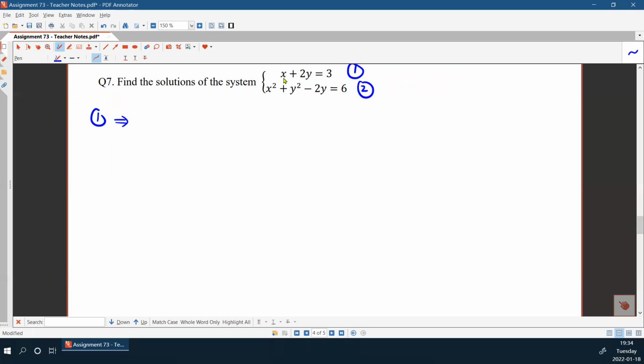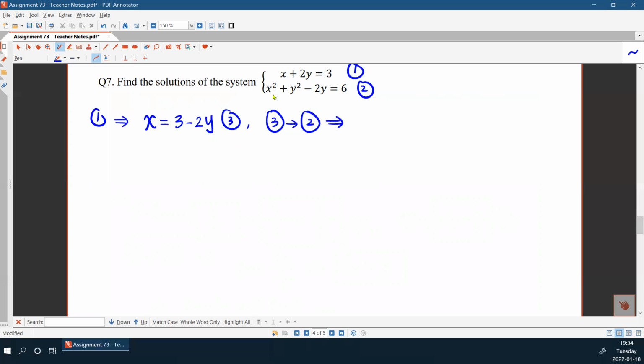From equation number 1, we know that we can solve one variable in terms of the other, right? So you can solve x in terms of y or solve y in terms of x. I think it's better to solve x in terms of y. Otherwise, you will introduce fractions, right? So from 1, we know that x equals 3 minus 2y, right? And let's say this is number 3. Then we can put number 3 into equation number 2.